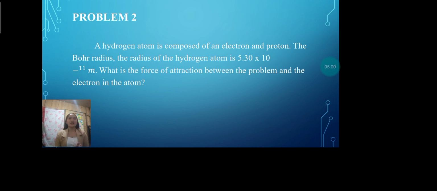A hydrogen atom is composed of an electron and a proton. The Bohr radius, the radius of the hydrogen atom, is 5.30 times 10 to the negative 11 m. So what is the force of attraction between the proton and the electron in the atom?